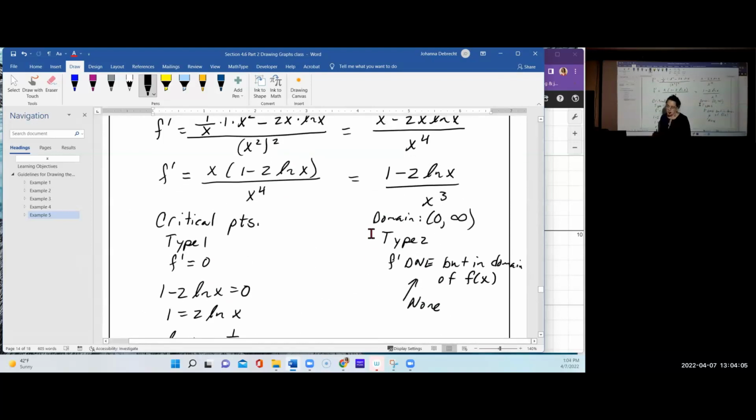Now, notice that because our domain only goes from 0 to infinity, that x cubed is always strictly positive. So even though cubes normally take the sign of whatever it is, ours are only positive. So x cubed is positive. So we only have to look at the numerator. So 1 minus 2 natural log of x. So that's what we need to consider. And at our first test point, which was 1, the natural log of x is 0. So I get 1, which is positive.